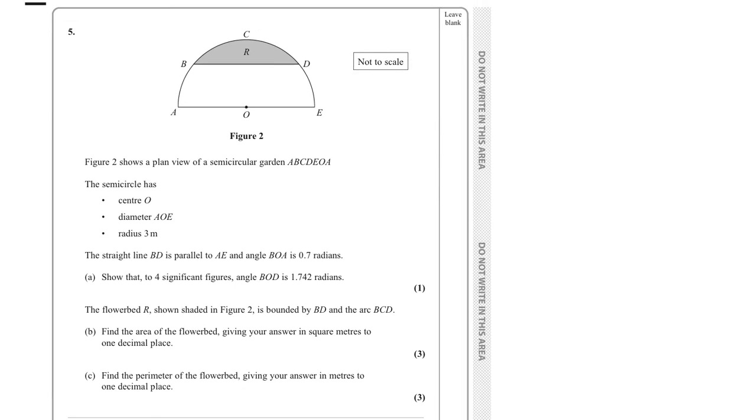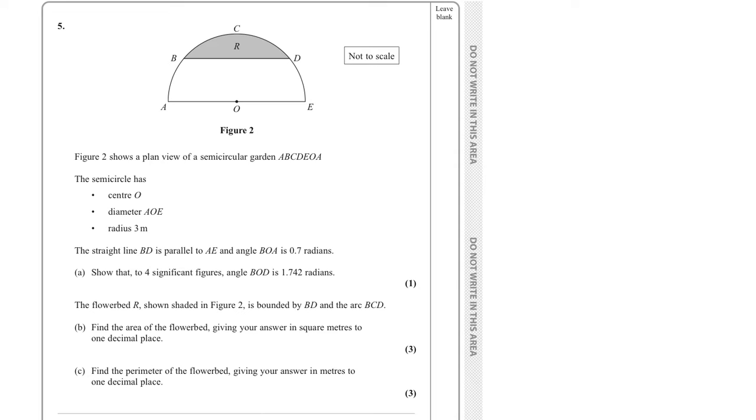So, question 5. Figure 2 shows a plan view of a semicircular garden. The semicircle has centre O, diameter AOE, and radius 3. Okay, they haven't put that on there, so I'm just going to put 3 here, right? Because we know that's the radius. The straight line BD is parallel to AE. Okay, so these two lines are parallel.